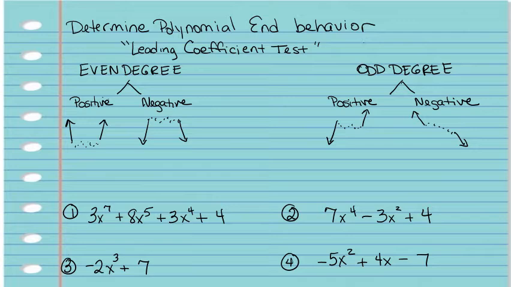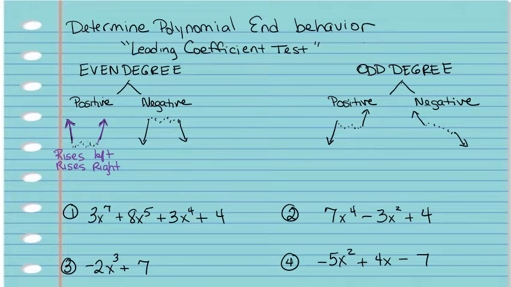They both are pointing up. And so what we say is that it rises left and rises right. Because on the left side it's rising and on the right side it's rising.